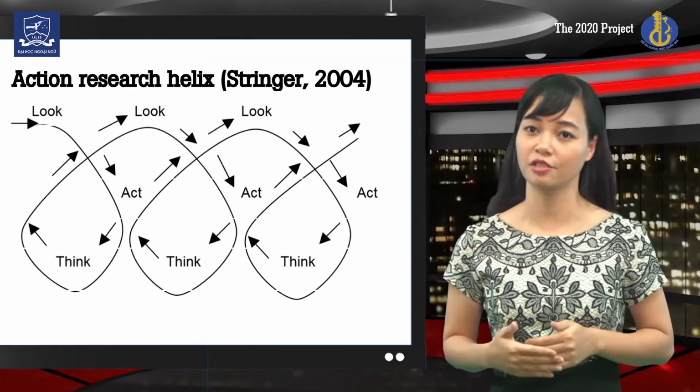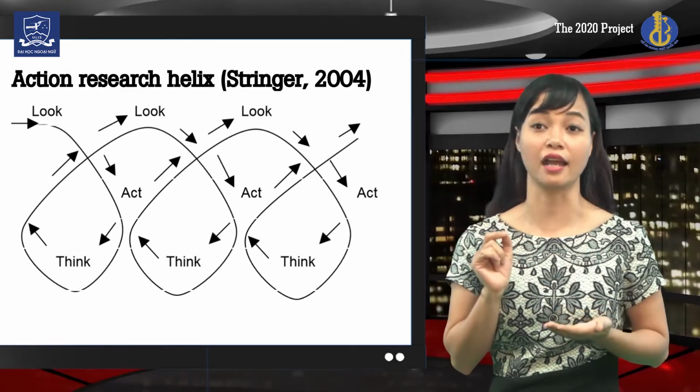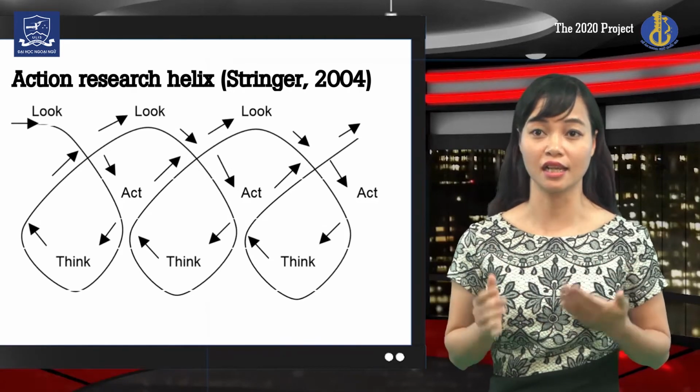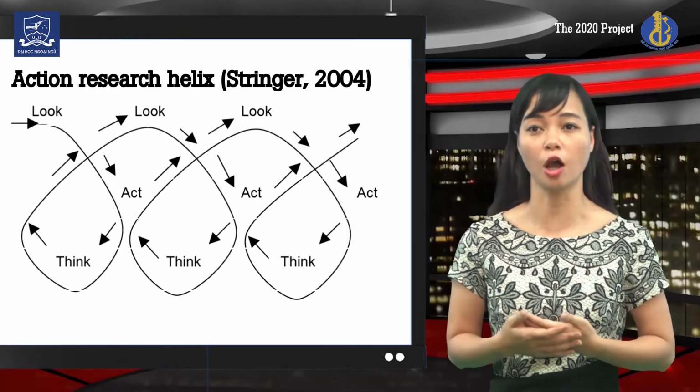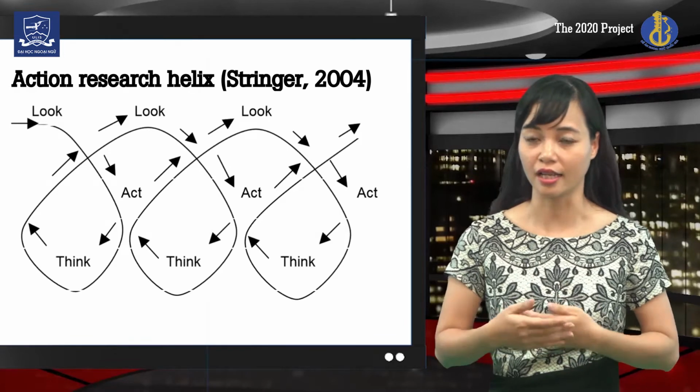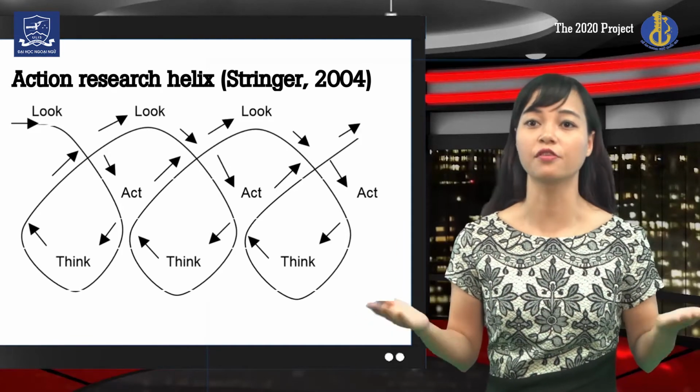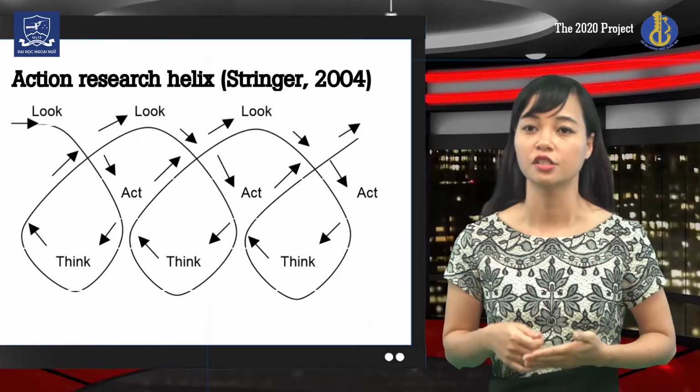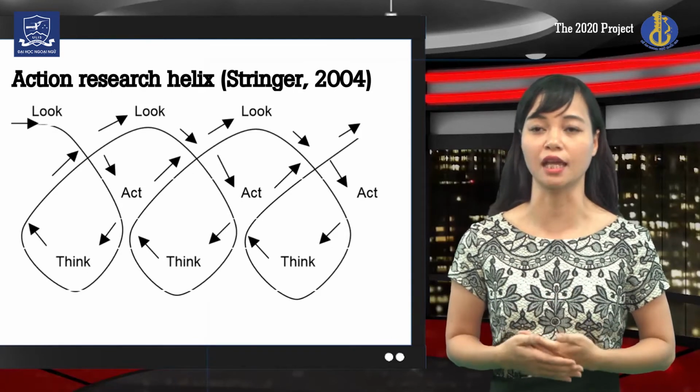In the look stage, information is gathered by careful observation through looking, listening, and recording. During the think stage, researchers analyze the collected information to identify significant features and elements of the phenomenon being studied. Finally, the act stage is where the newly formulated information is used to devise solutions to the issue being investigated.